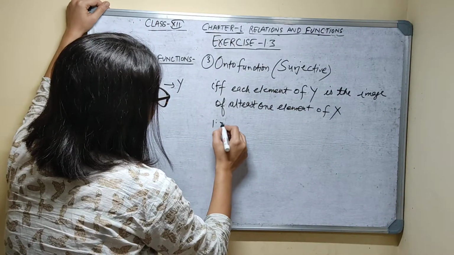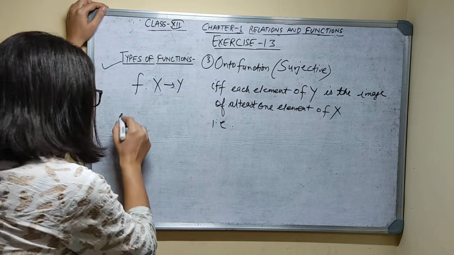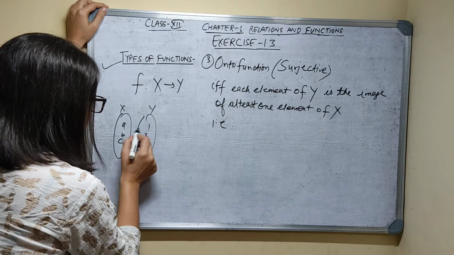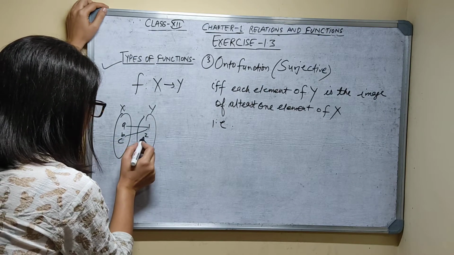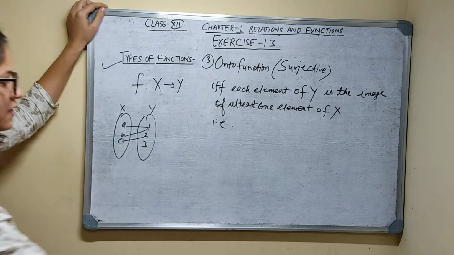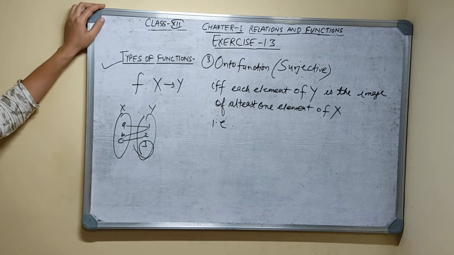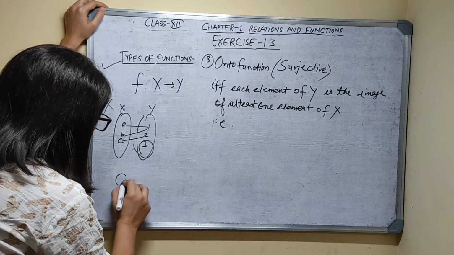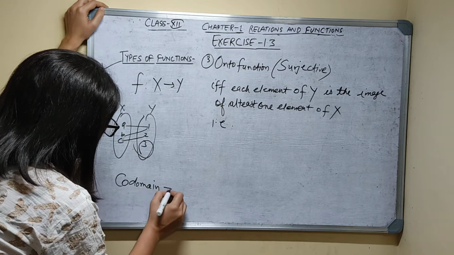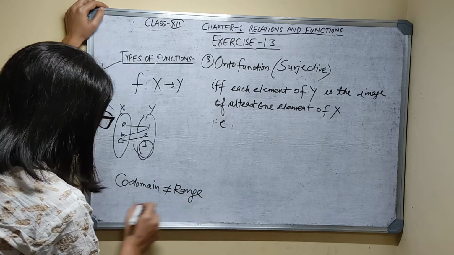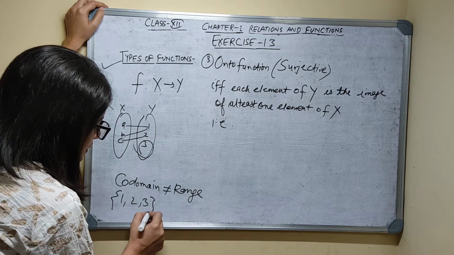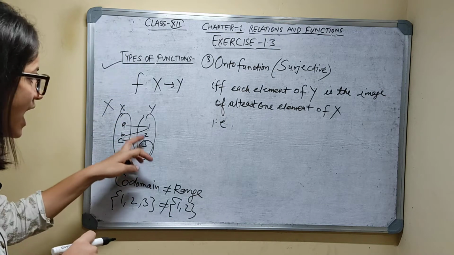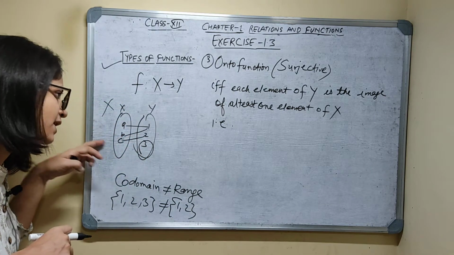What do I mean by each element of y? I will tell you. This is x, this is y, this is a, b, c, 1, 2, 3. It is related to this, this is related to this, this one is related to this. So here 3 is not related to any element in x. So this is not an onto function, because here codomain is not equal to range. Codomain is 1, 2, 3, which is not equal to the range, which is 1. So each and every element of y should be the image of at least one element of x.